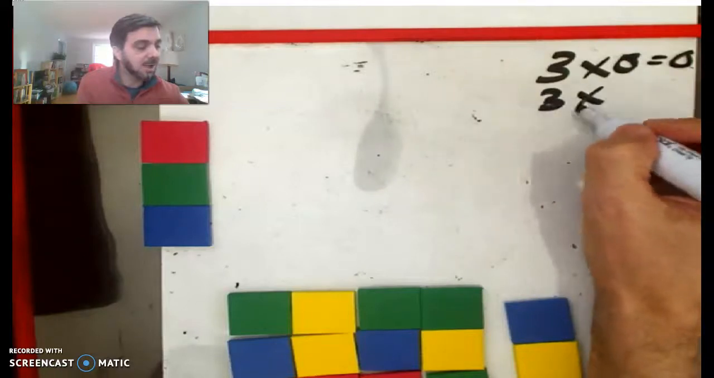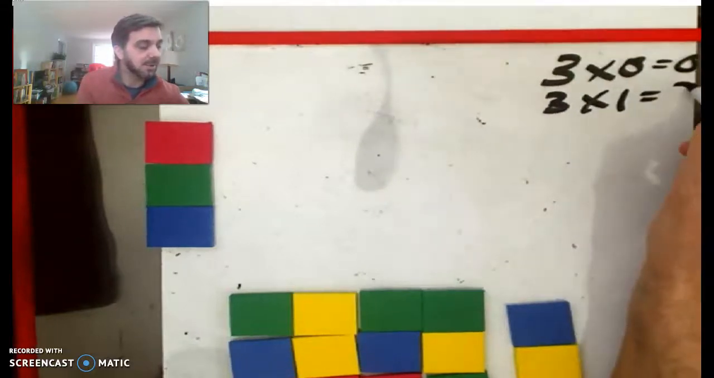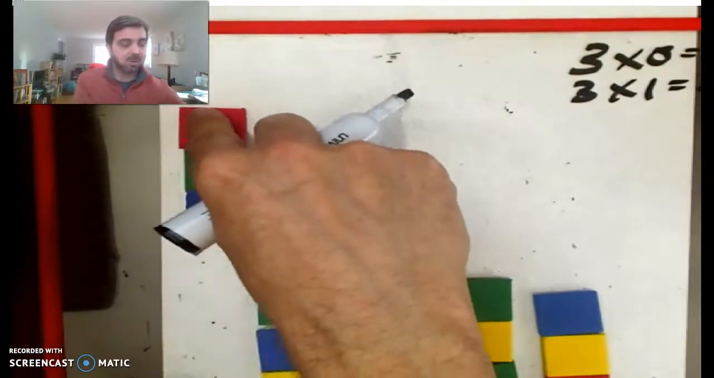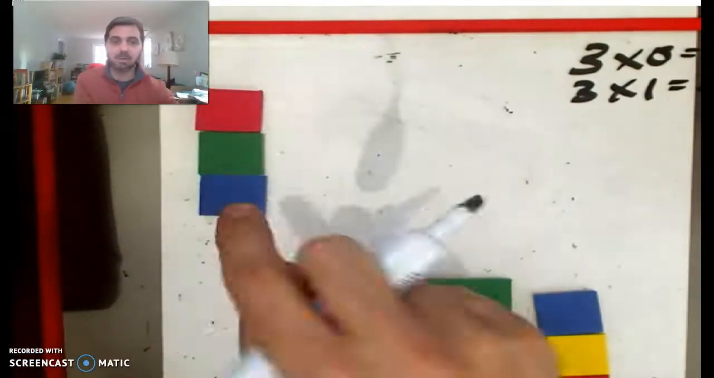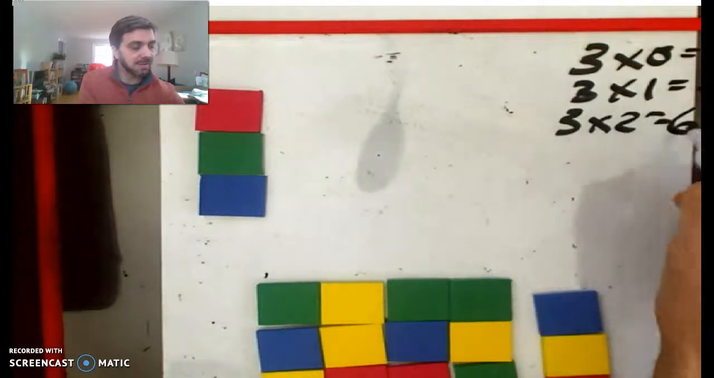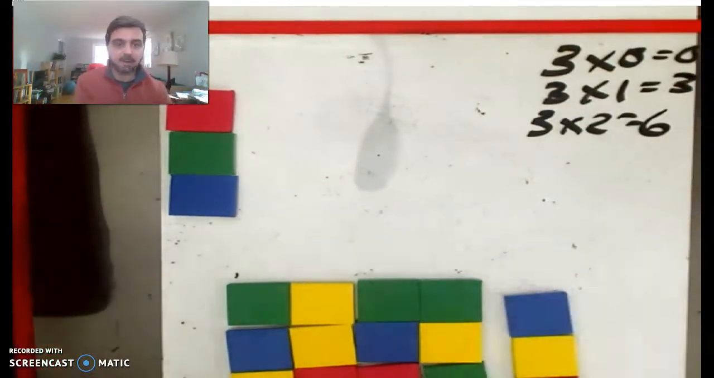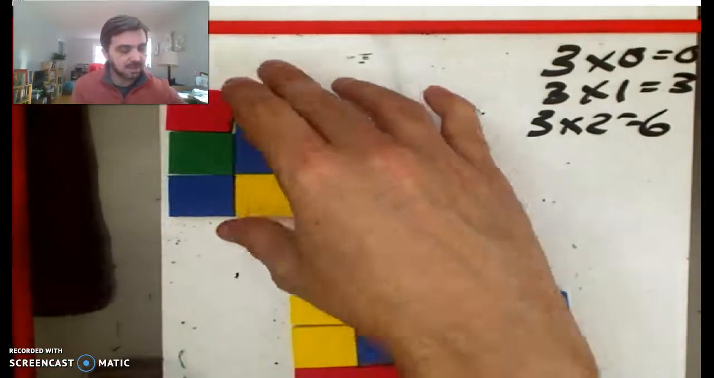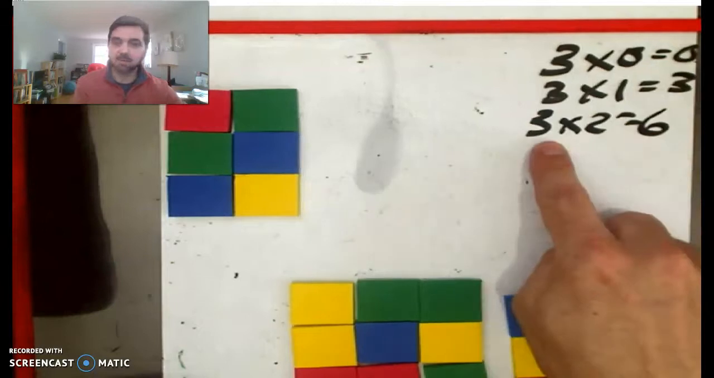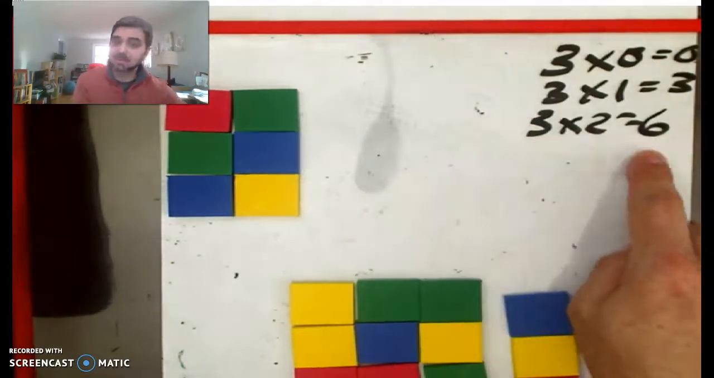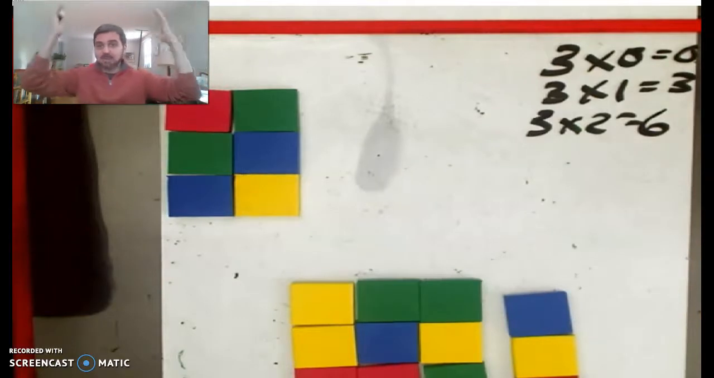What if we did 3 times 1? That would give us 3, and that's what we have right here, right? We have 3 rows of 1, okay? And if we did 3 times 2, we would get 6, and that would look like this. So 6 is a multiple of 3. Okay? 3 is a factor of 6. I know, this is why it gets confusing.